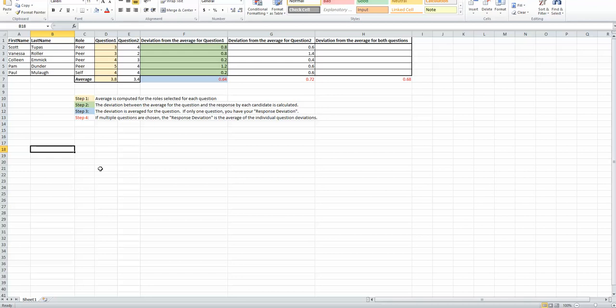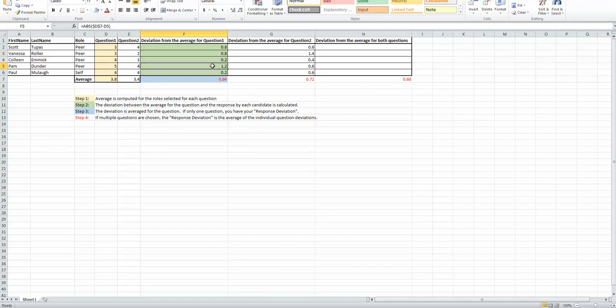The way the response deviation score operates is the first thing it does is it averages for the roles you've selected. So I chose peer and self. If people chose 3, 3, 4, 5, 4, the average of those choices for peer and self for that particular question is 3.8. The next step is to take the deviation between the average for the question and the response by each candidate. So the 3 and the 3.8, that difference is .8.